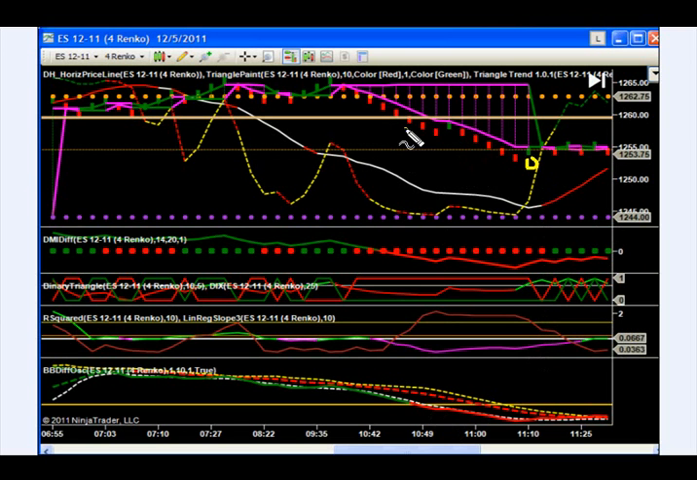Interestingly enough, just as it broke through this support right in here, the Bollinger Band Differential Oscillator moved below its zero line right here, indicating a downtrend in the equity.